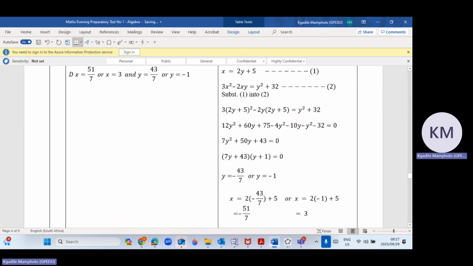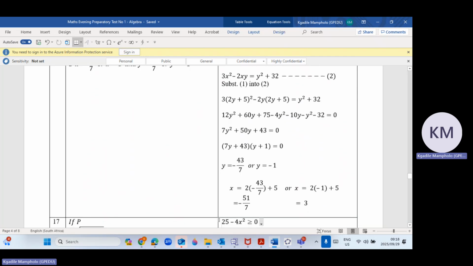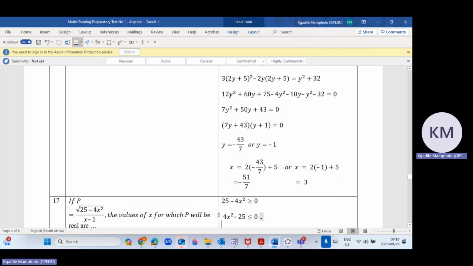You'll find that y equals negative 43 over 7, or y equals minus 7. Then you substitute this into one of the equations, preferably the simplest one, and the simplest one in this case is the linear one, which says x equals 2y plus 5. Then you substitute to get the values of x.